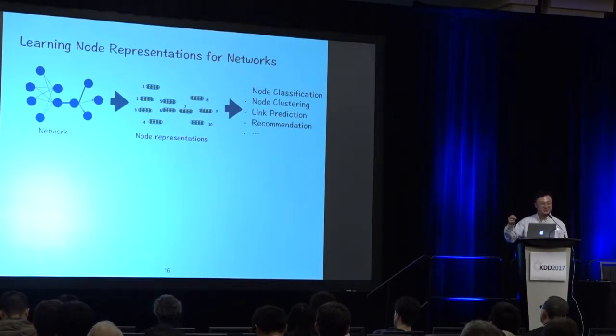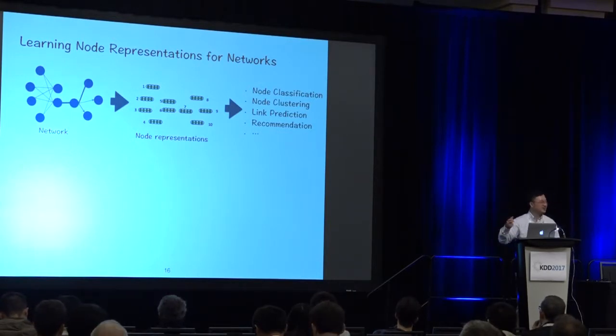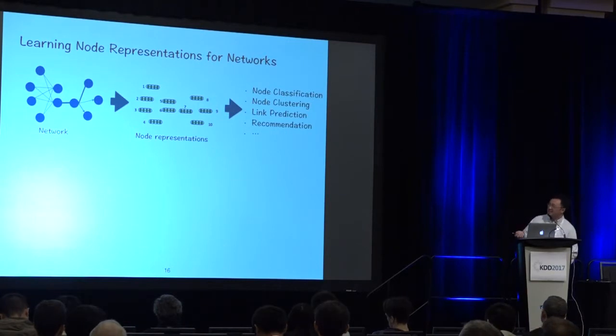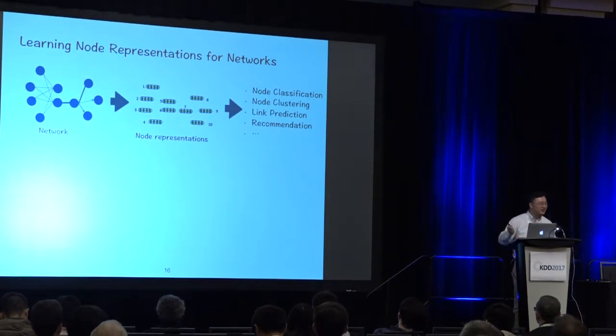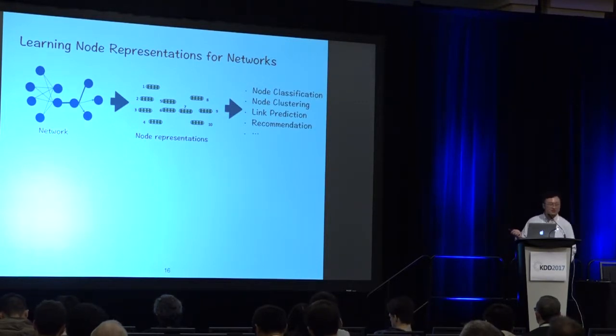So we're mapping the nodes and we're mapping the substructures of networks into continuous semantic space. And based on these so-called network embeddings, we're going to facilitate the downstream tasks, including classification, clustering, and link prediction, recommendations, and so forth. So what's more important here is how to actually map this discrete network structure into the continuous semantic space.